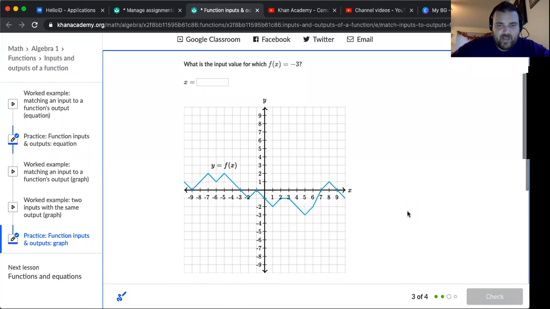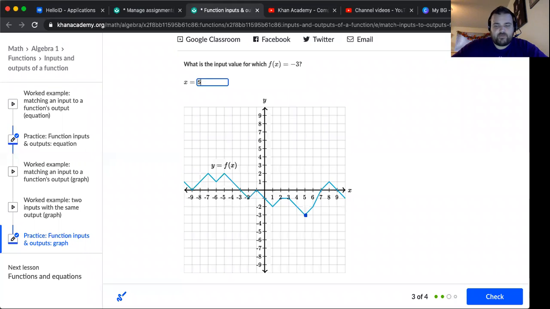What is the input value for which f of x equals negative 3? Kind of a similar question. They're saying you have an f function, and what they want you to do is figure out for what value of x do you have an output of negative 3. We're going to go ahead and go to negative 3 on the output, which is down here at negative 3. Go find the f function. It looks like it only intersects at one spot, which is right there. And the input is 5. So we have 5 as our answer.